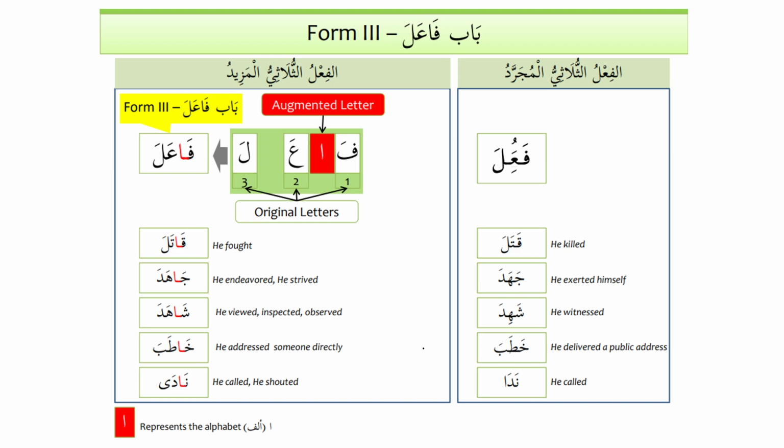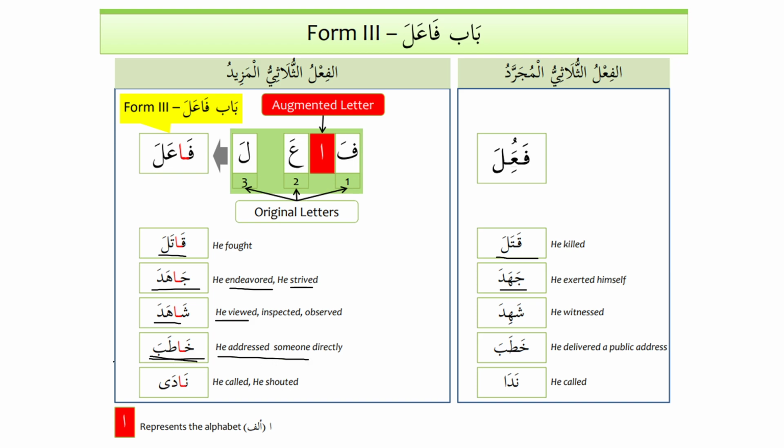We have a few more examples, and I think after these examples, hopefully we will just stop over here. So we have here qatala, he killed, and qatala, he fought. So please look at the examples and look at the meaning. Jahada, he exerted himself, and jahada, he endeavored or he strived. Similarly, we have shahida, he witnessed, and shahada means to view or to watch. Shahada al-tilfaz, to watch TV. Khataba means to deliver a public speech, and khataba, he addressed someone directly.